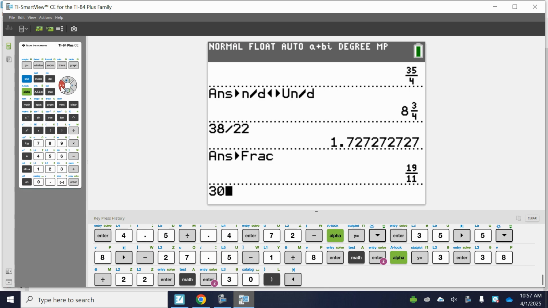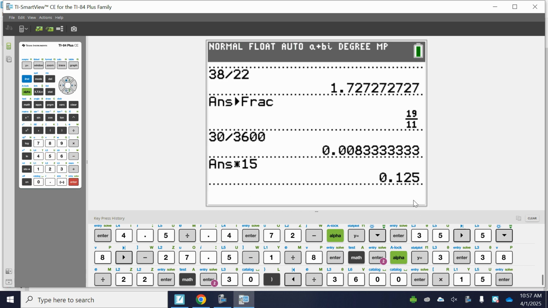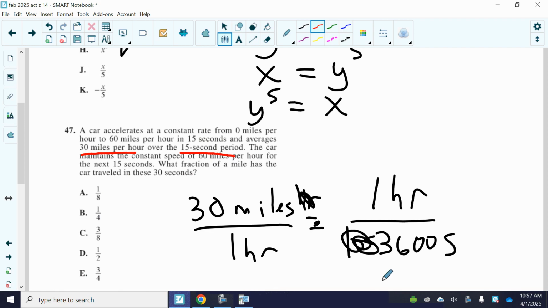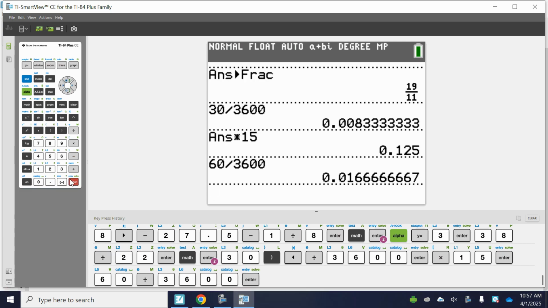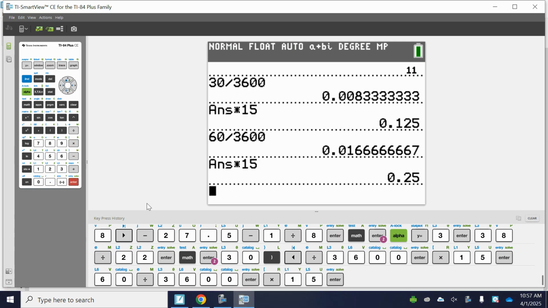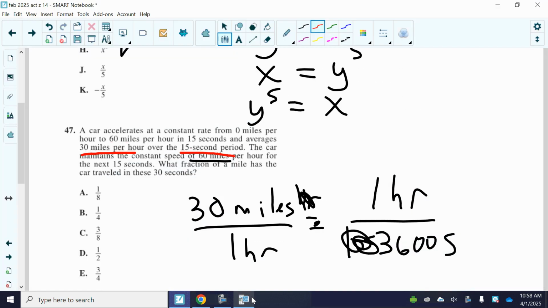30 divided by 3,600. But I'm not doing this for 1 second. I did it for 15 seconds. So I times it by 15 and I get that. Okay? And it's 60 miles an hour. Well, that's just going to be doubled, huh? So 60 miles an hour divided by 3,600 is that far for 15 seconds. So I got 0.125 and 0.25 added together, and I get that answer. I bet I have to math a fracca. It's 3/8. Okay, tons of words, and they got you with the accelerating. The accelerating matters, but not in counting the total distance.